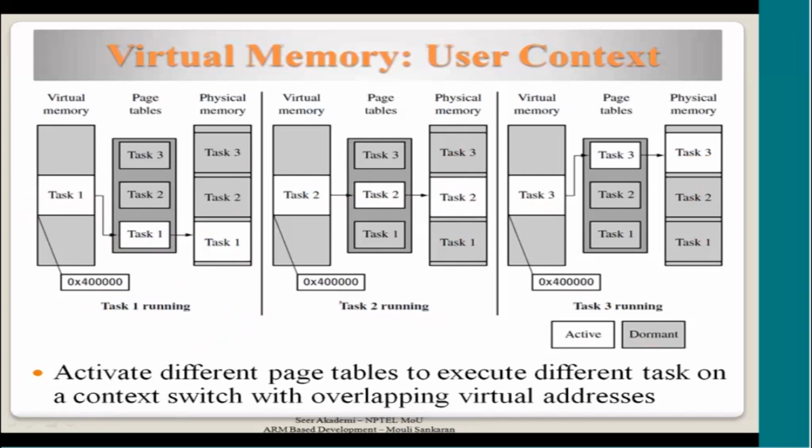I am just refreshing the memory. We activate different page tables to execute different tasks on a context switch, with overlapping visibility, because all these tasks overlap with each other in their own space. But when a particular task is running, only this is visible. The others are not even there, so nobody assumes that there is another task. Task 2 sees only its own existence. It doesn't see the existence of others. Only the OS knows what is there in the system.